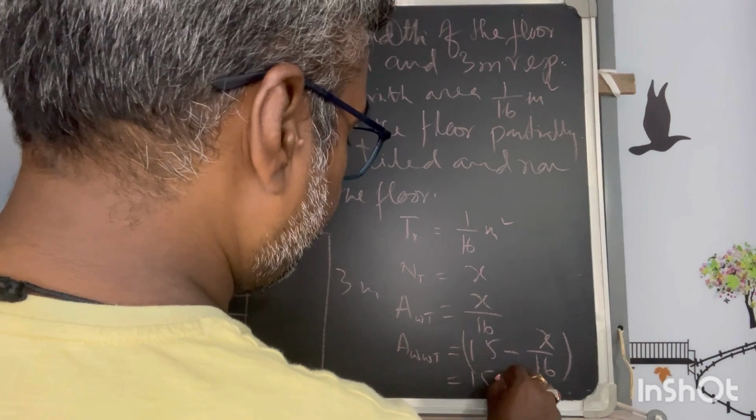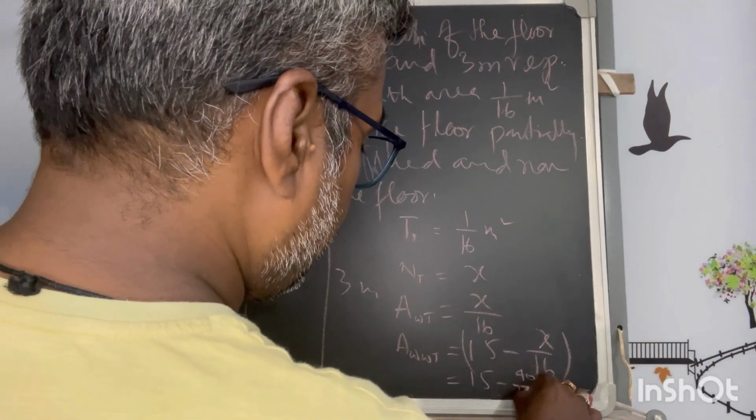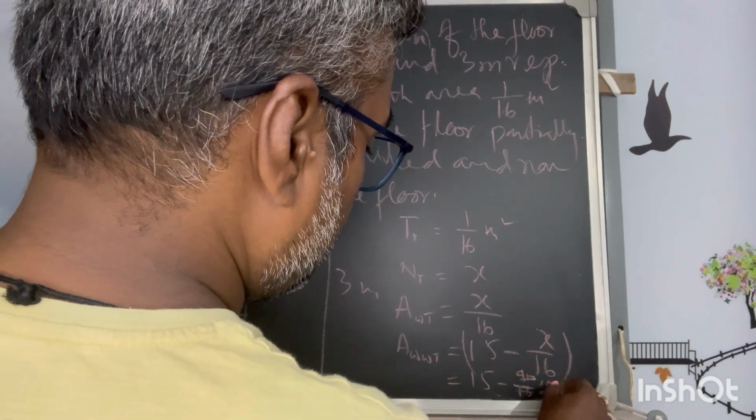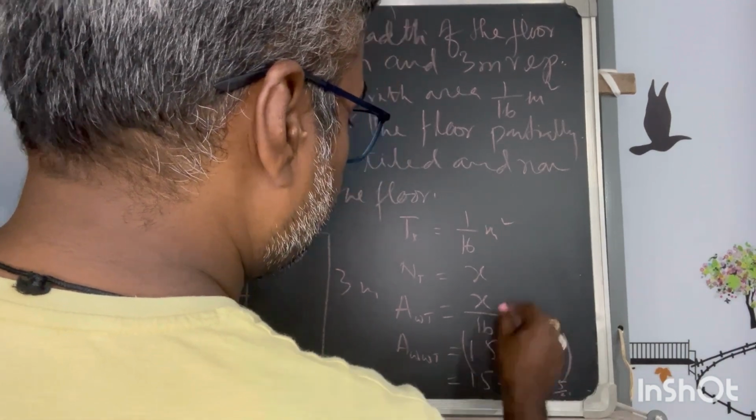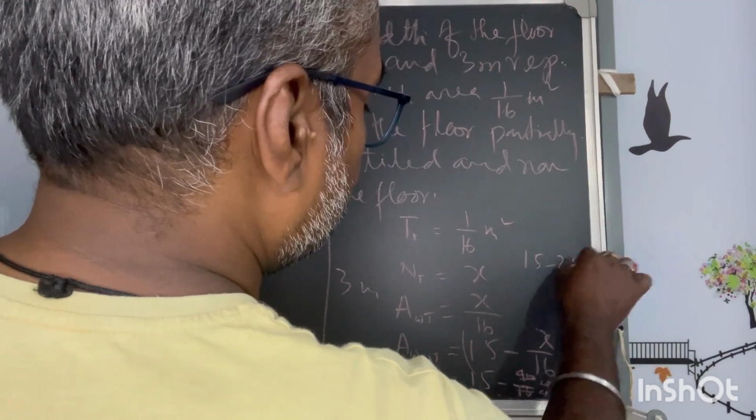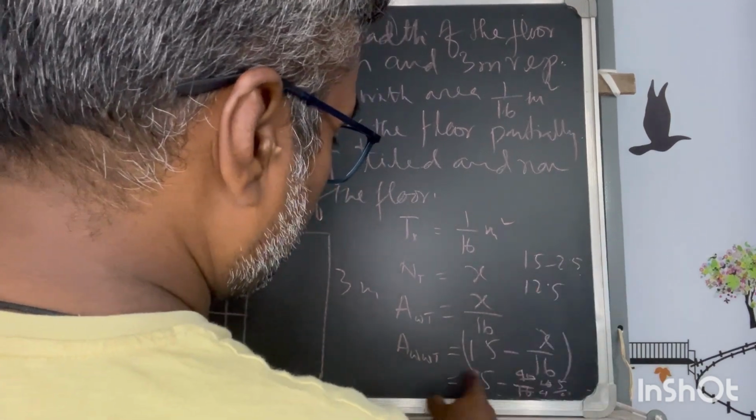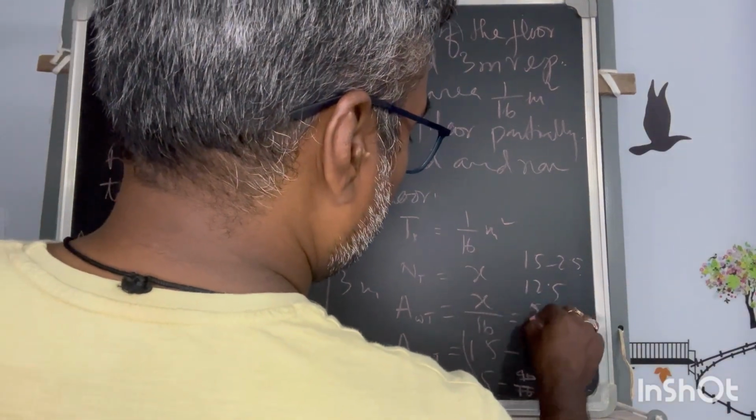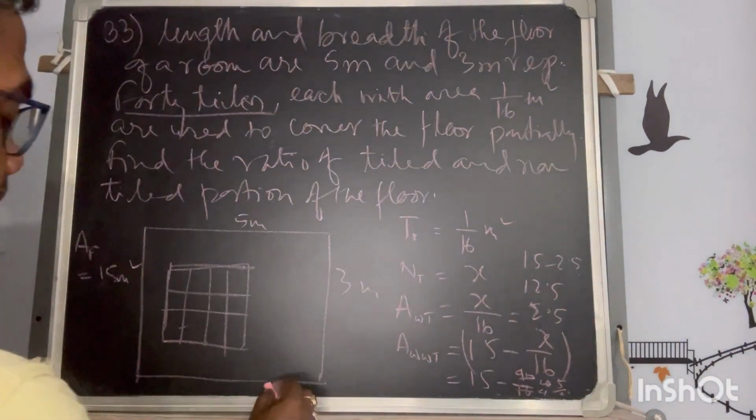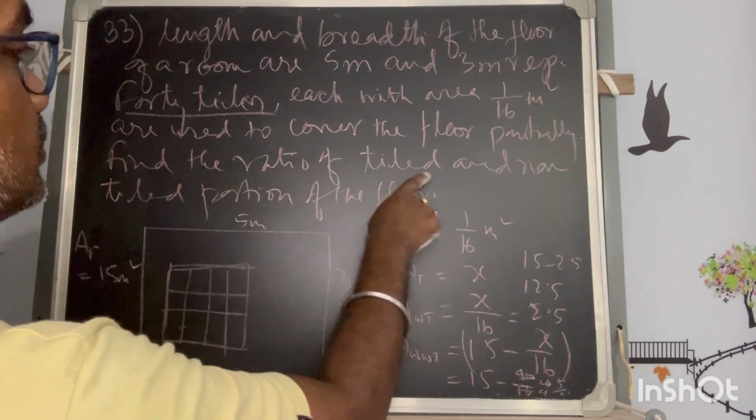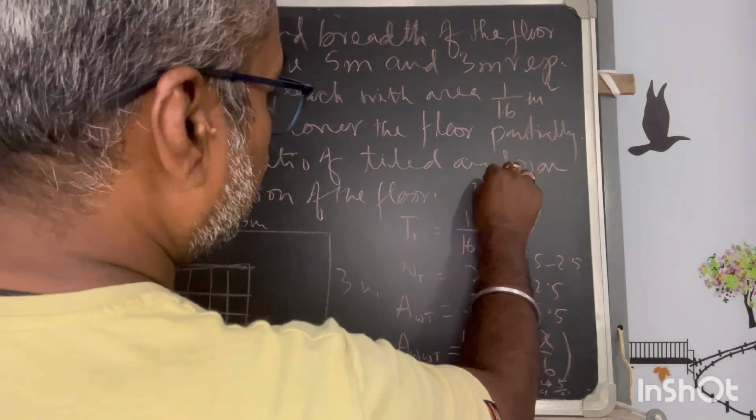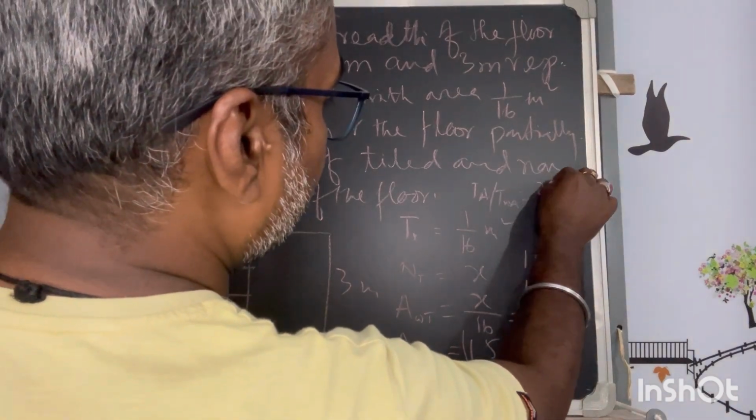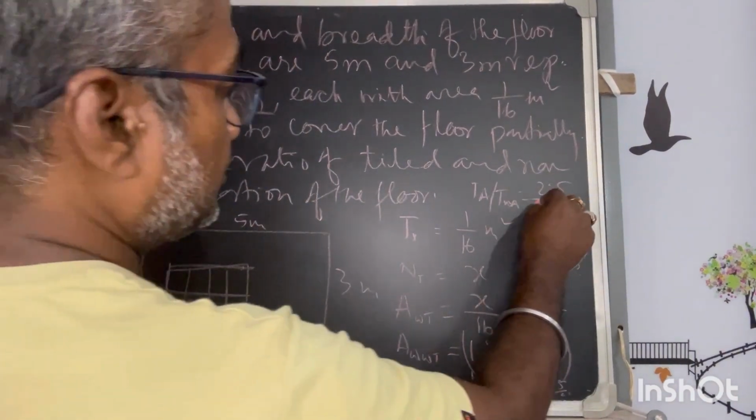So if it is 40, 15 minus 40 by 16, that means 5 by 2, so 15 minus 2.5, that means 12.5 is the area that is without tiles, and with tiles it is 2.5. So now you have to find the ratio of the tiled area to the without tiled area. So tiled area is 2.5, without tiled area is 12.5.